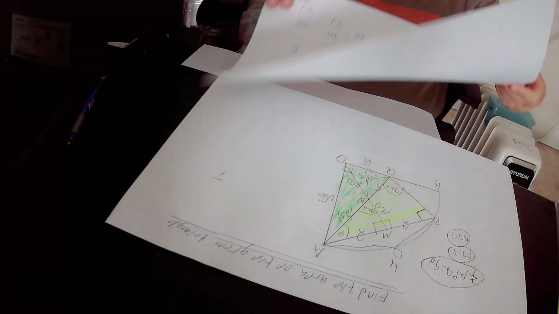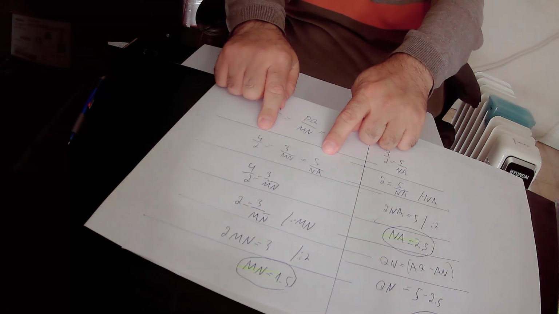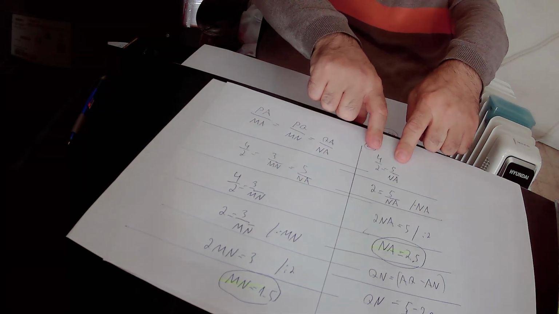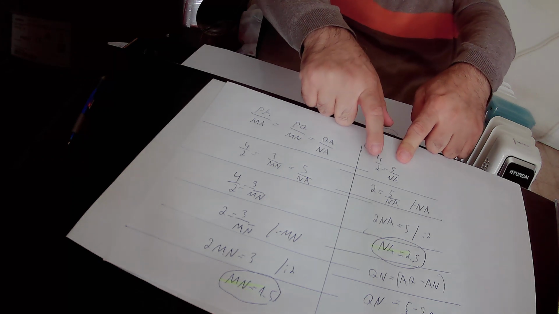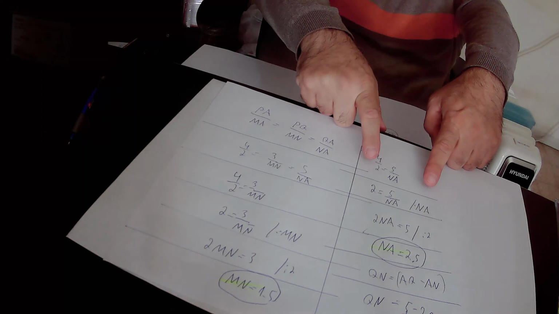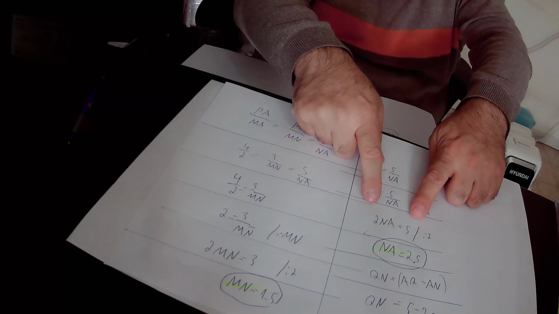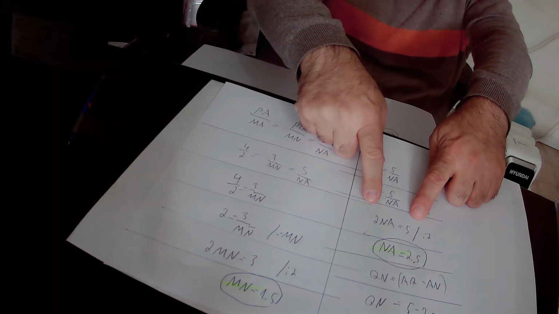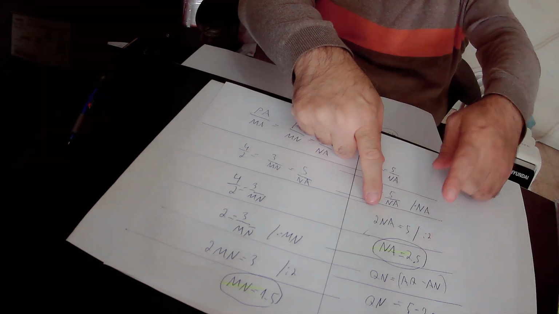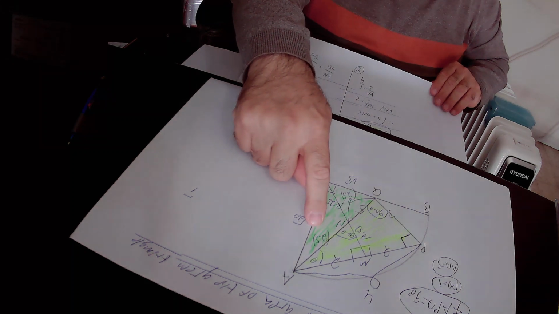Then, from this equation, we conclude that 4 over 2 equals 5 over AN. 4 over 2 is 2, so 2 equals 5 over AN. We multiplied this equation by AN and found that 2 times AN equals 5. We divided by 2 and finally found that AN equals 5 over 2, that is 2.5. AN, or NA, equals 2.5 units in length. This line segment NA equals 2.5 units.